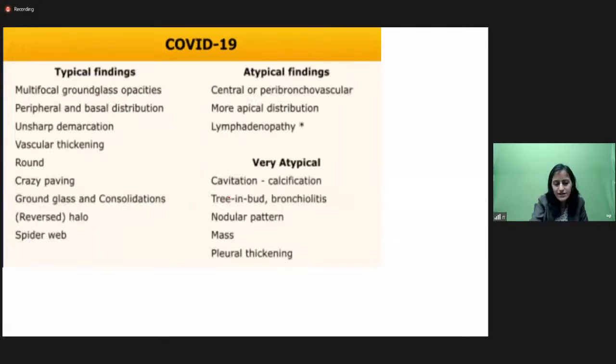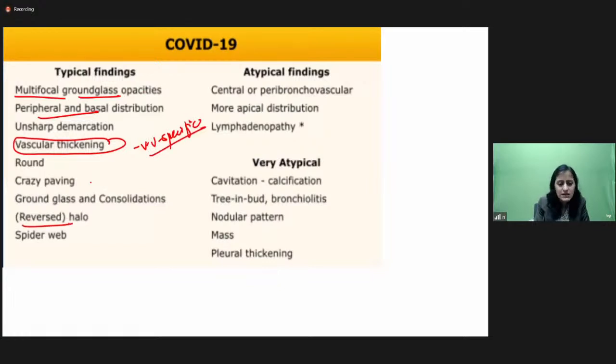This we have already discussed. Typical findings: multifocal ground glass. We have peripheral and basal distribution. There can be vascular thickening. This is a very, very specific sign of COVID. Angiopathy, vascular thickening, vascular enlargement, reverse halo sign, crazy paving, all of these are seen, right? Very atypical findings, which are not characteristic of COVID: cavitation, tree in bud as we saw, pleural thickening. These are atypical findings, right?